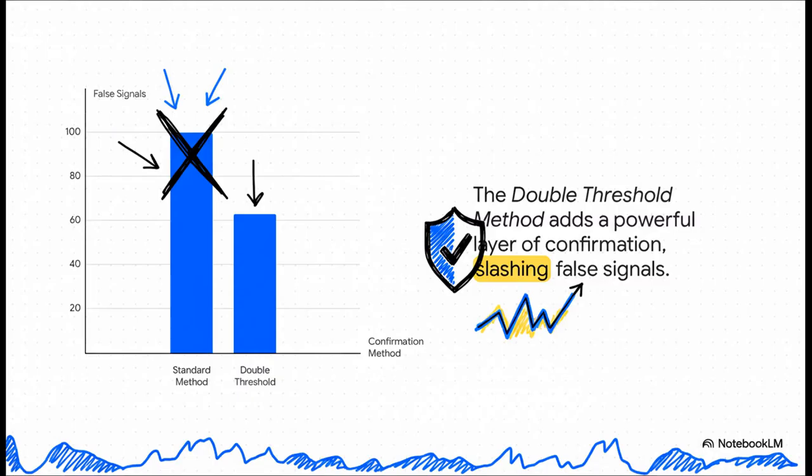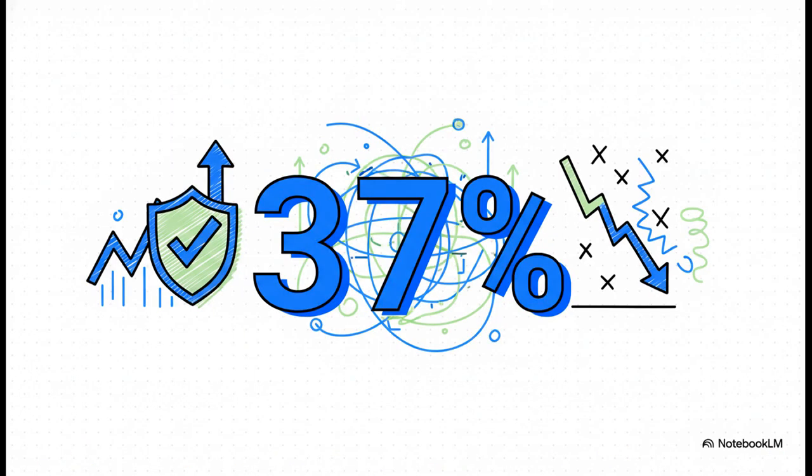First up, we have something called the double threshold method. And as this chart shows pretty clearly, it dramatically cuts down on those pesky false signals compared to just using the old standard 80-20 levels. It's a simple little tweak that adds a surprisingly powerful layer of confirmation. And here's the real kicker.